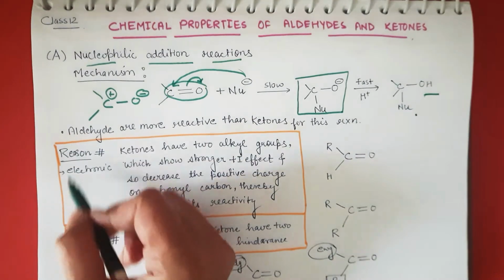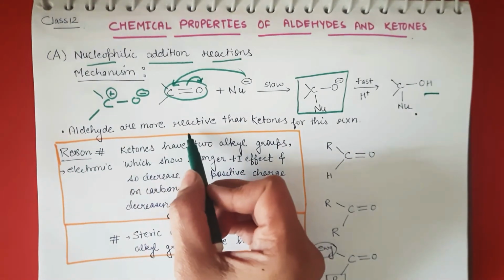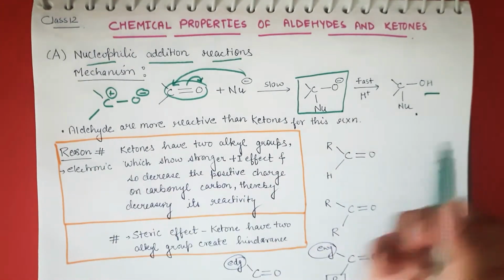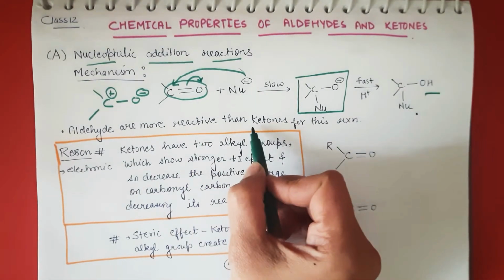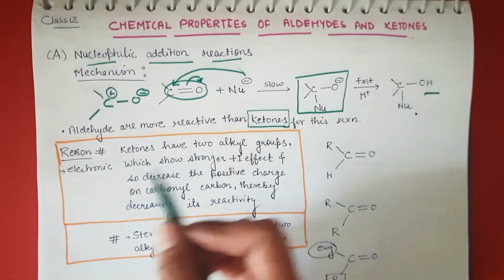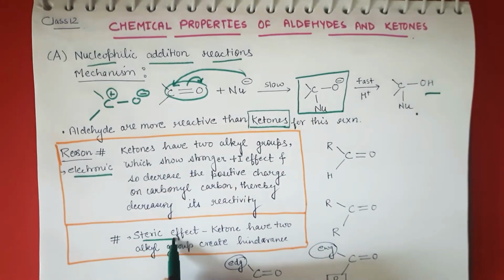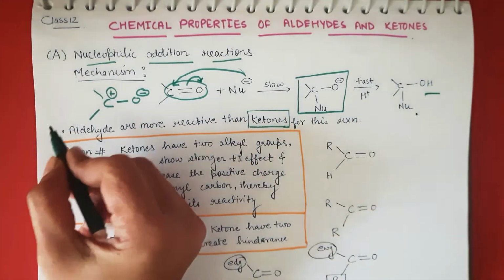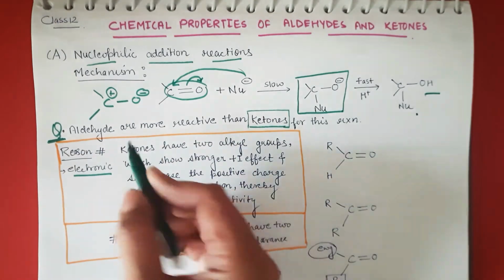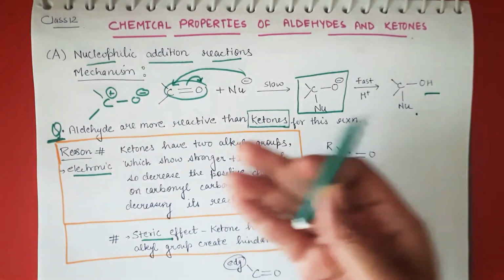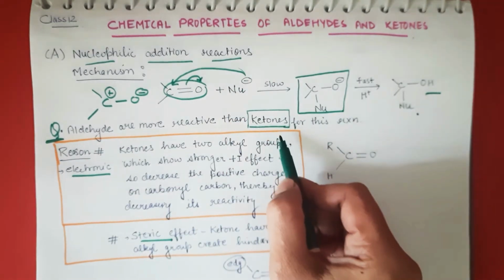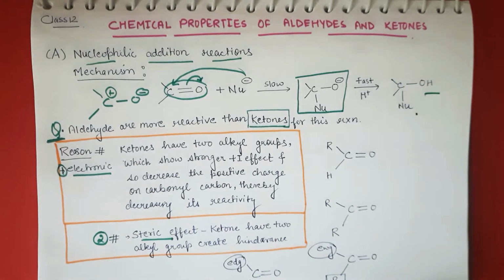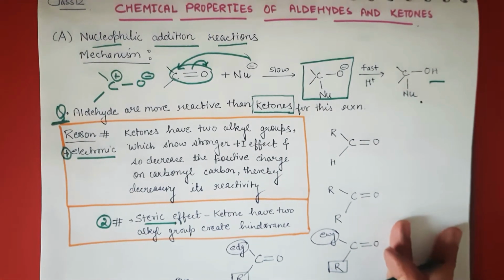Some key points are here: aldehydes are more reactive than ketones for this reaction. Always remember, aldehydes give a faster reaction, or are more reactive as compared to ketones, and there are two reasons. One is electronic and one is steric. Sometimes a question is asked that why aldehyde gives much easier nucleophilic addition reaction as compared to ketone. So there are two reasons: one is the electronic reason and the second is the steric reason. Let's study what these are.